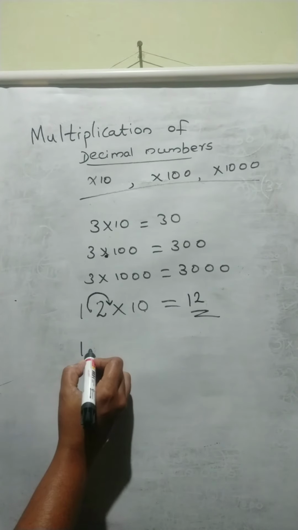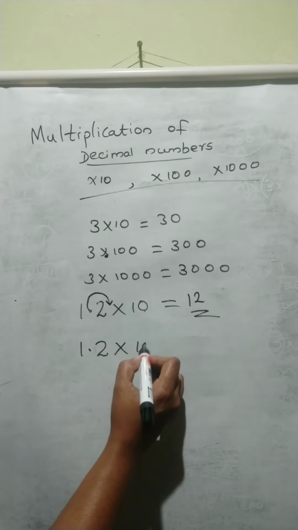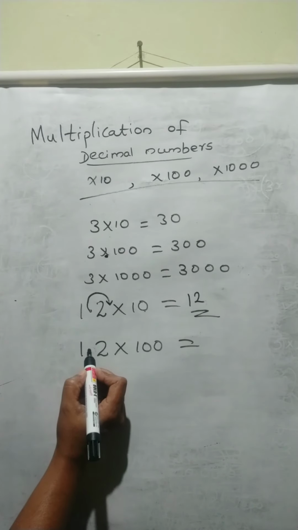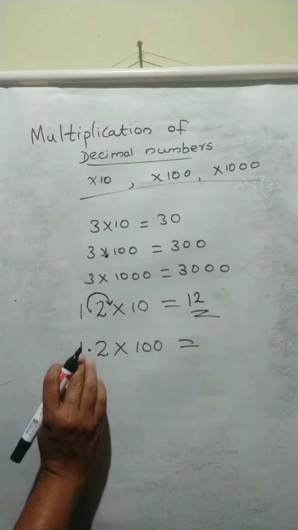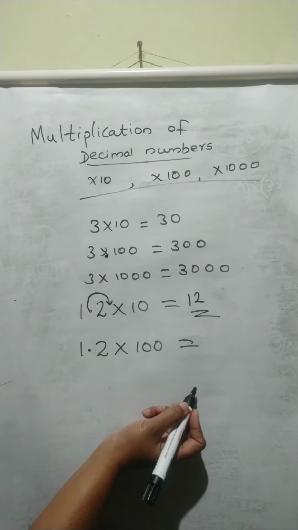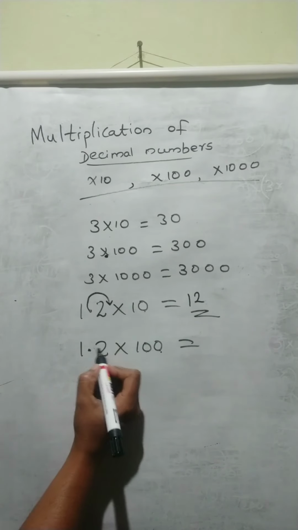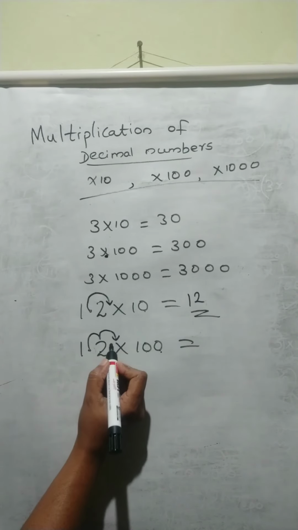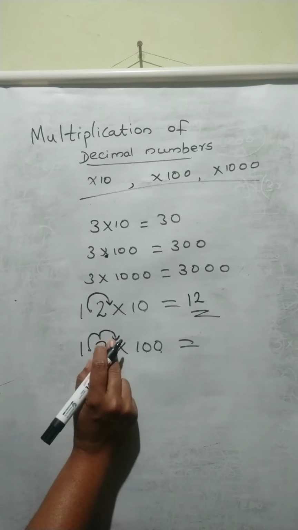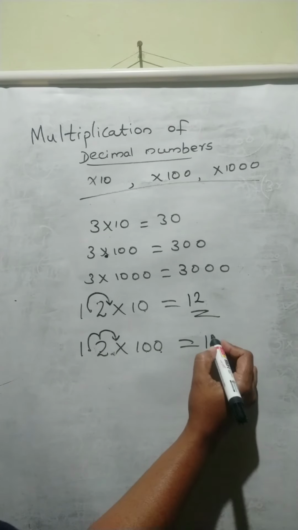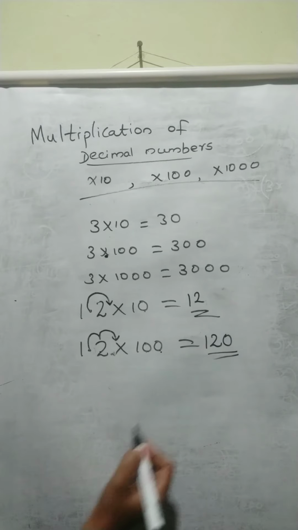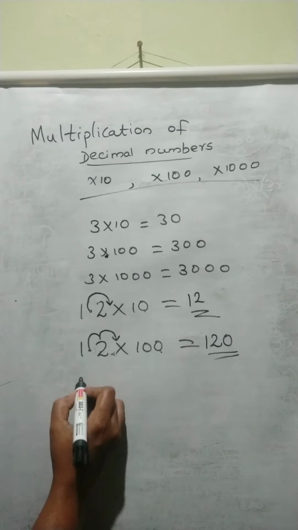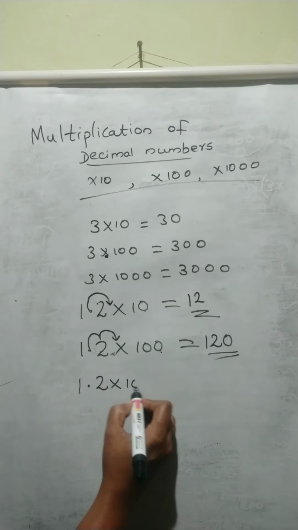But if you are multiplying 1.2 by 100, here we have to move this decimal point after 2 digits. Here 2 zeros are there. But here only 1 is there. 1, 2. We need one more number. So we can keep here a 0. So 120 is the answer. 120.0 will be there.